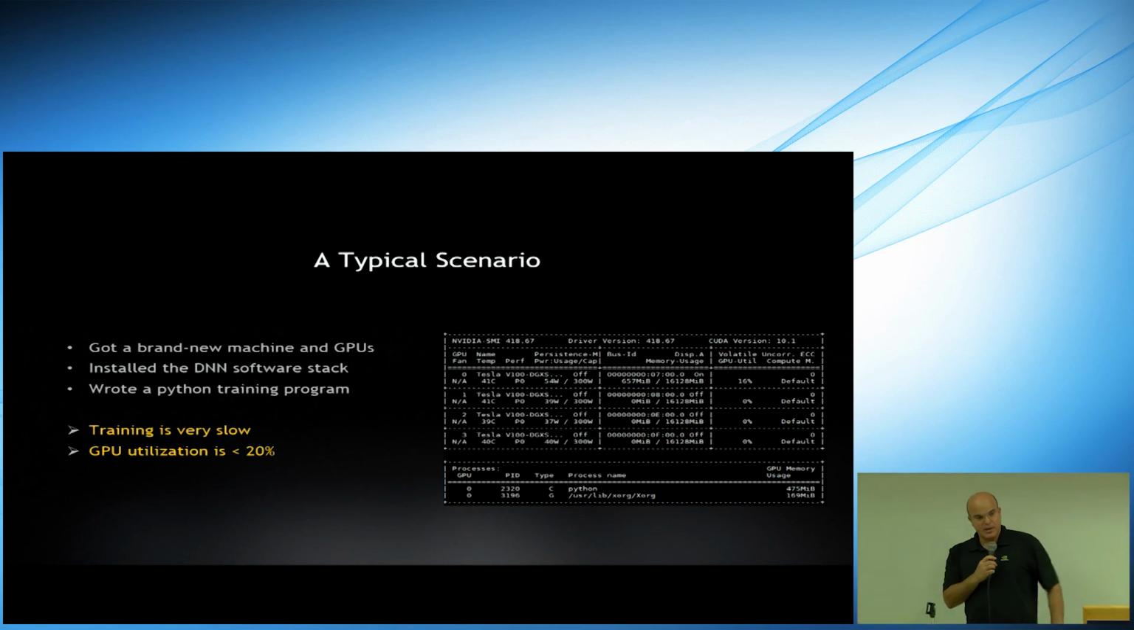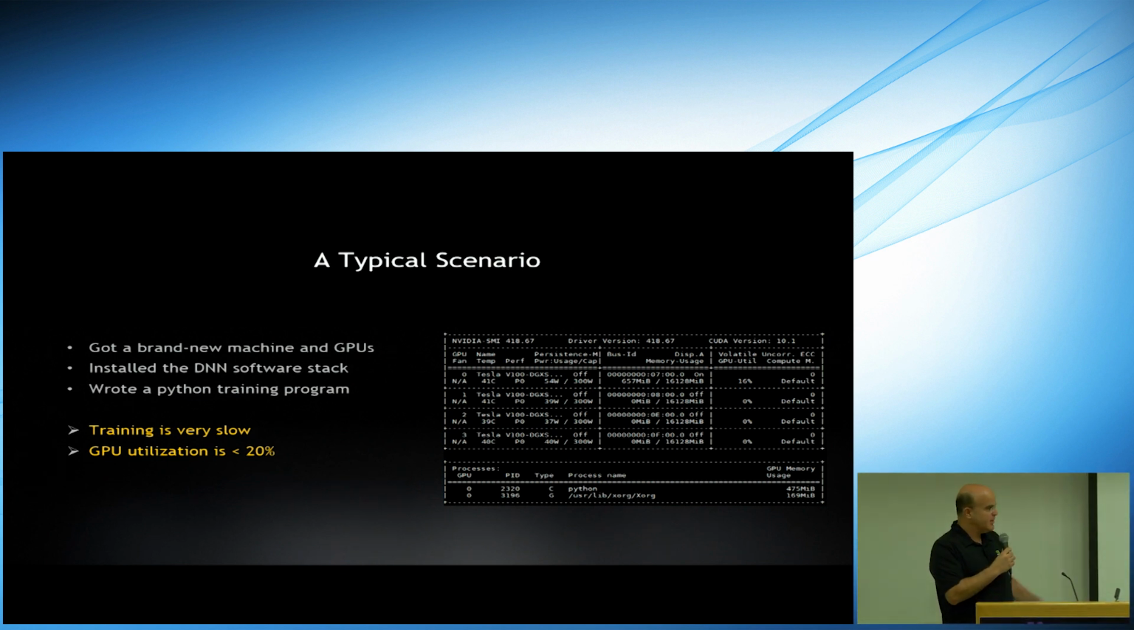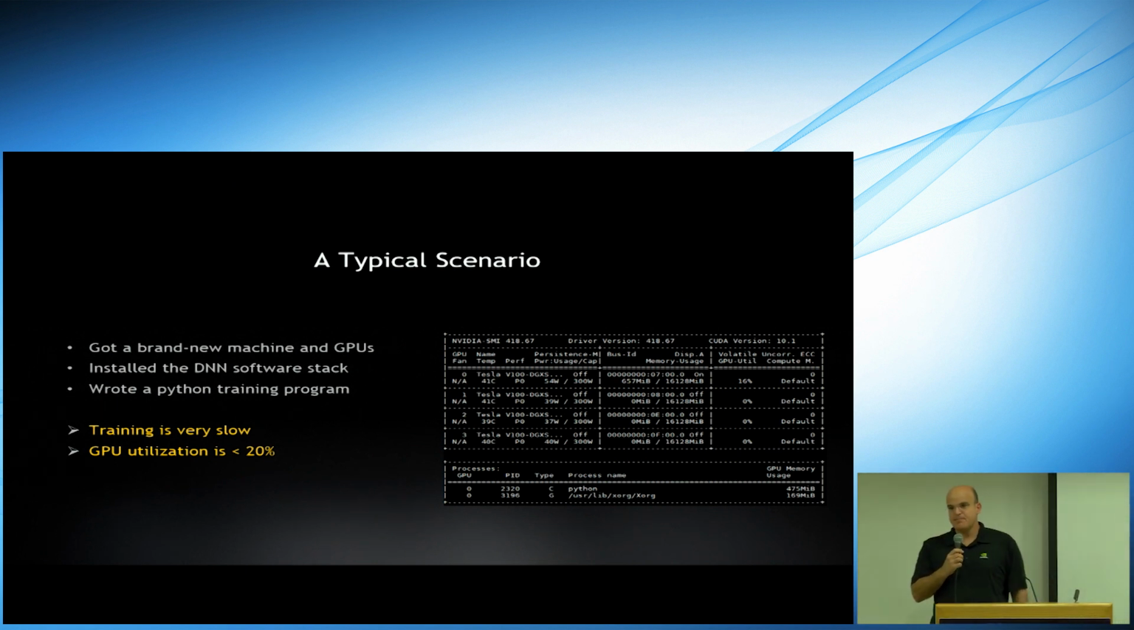So a typical scenario. You are a client, let's say, of NVIDIA, Intel, AMD. You buy a brand new machine, a bunch of GPUs which are shiny. Everything is nice. You install the operating system on the machine. You install your typical DNN training software stack like TensorFlow or PyTorch, and you write your training program and you run it. And then you see a few things. First, training is very slow, and usually the utilization of your GPU is very, very low. And then you start thinking, what's going on here?